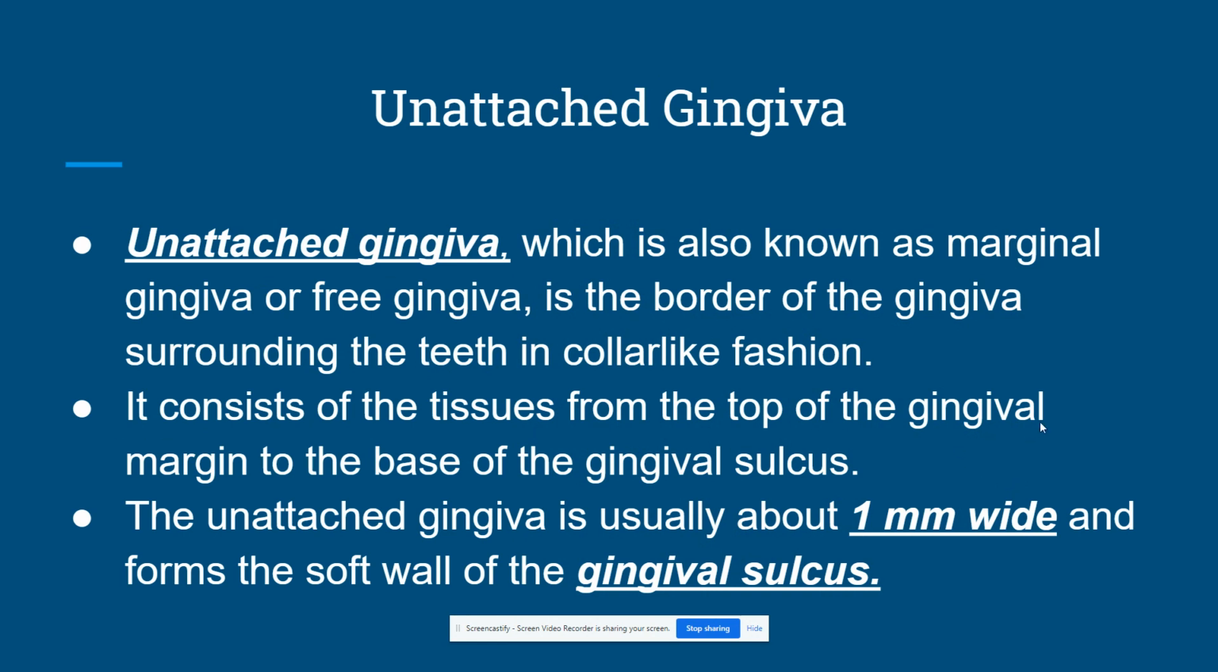And unattached gingiva is known as marginal gingiva. This is where you floss your teeth. When you floss and it goes below, it's about 1 millimeter wide, and it's called the gingival sulcus. Remember that. There are other sulcuses as landmarks, but I want you to remember the gingival sulcus is the unattached gingiva around your teeth. It's collar-like.